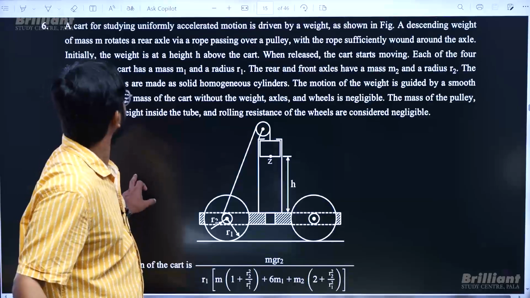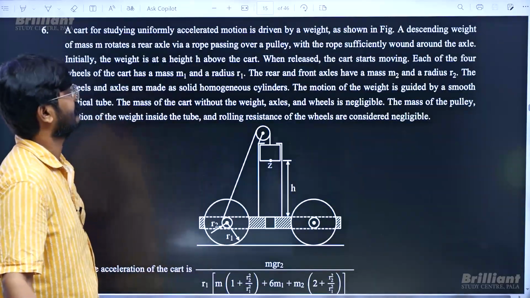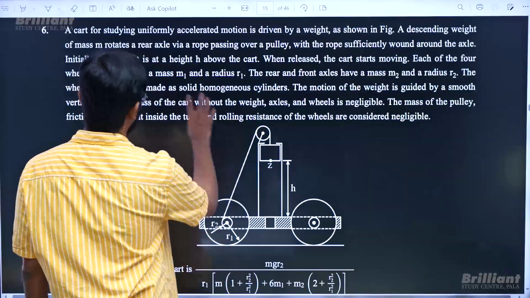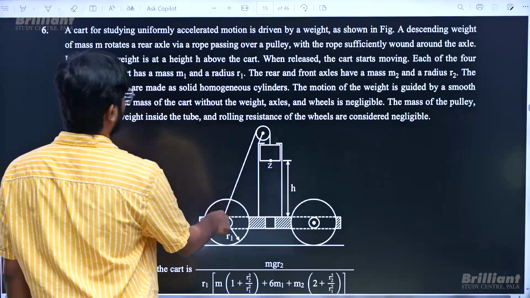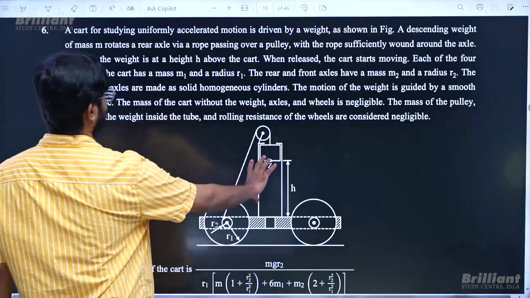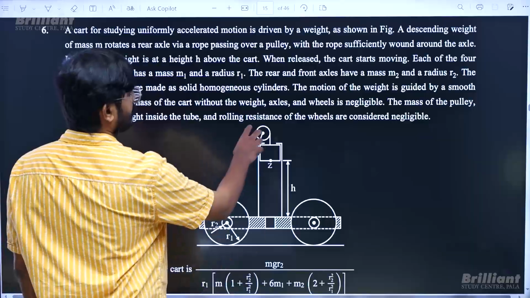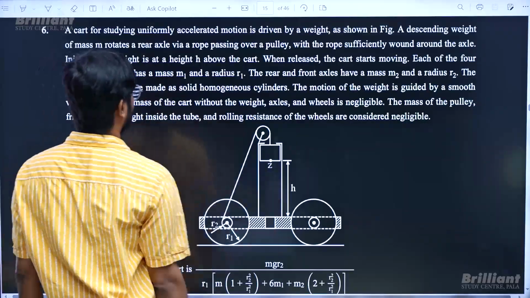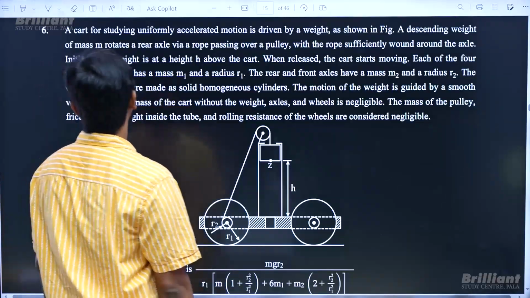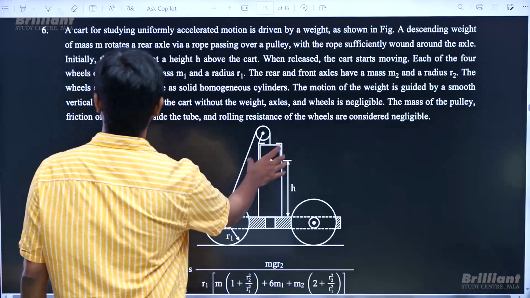A cart for studying uniformly accelerated motion is driven by a weight as shown in the figure. A descending weight of mass m rotates the rear wheel axle via a rope passing over the pulley, with the rope sufficiently wound around the axle. Initially, the weight is at a height h above the cart. When released, the cart starts moving. Each of the four wheels of the cart has mass m1 and radius r1. The rear and front axles have mass m2 and radius r2. The wheels and the axles are made of solid homogeneous cylinders. The motion of the weight is guided by a smooth vertical tube.